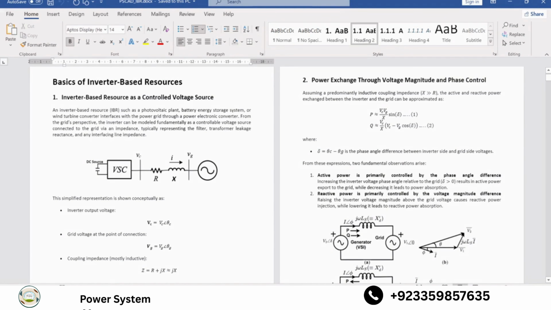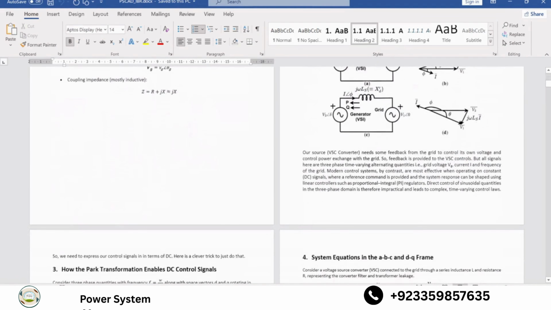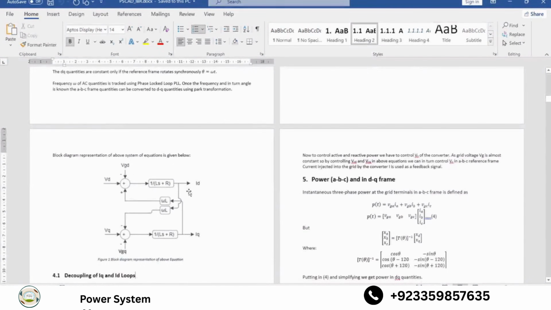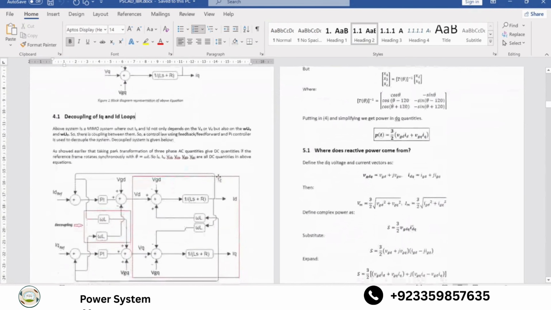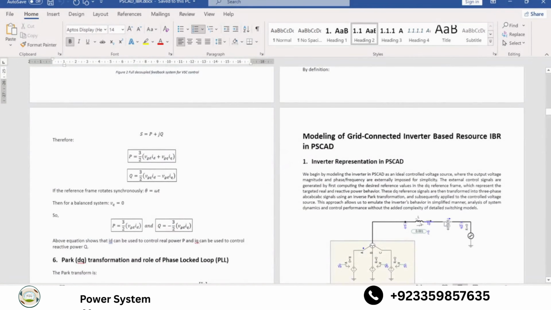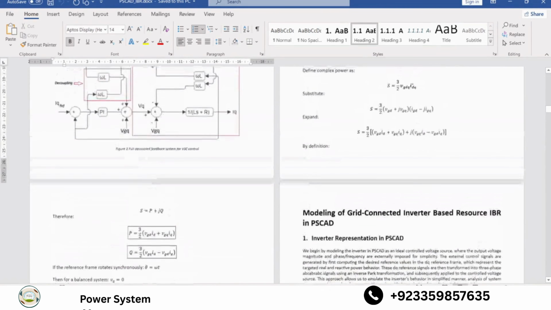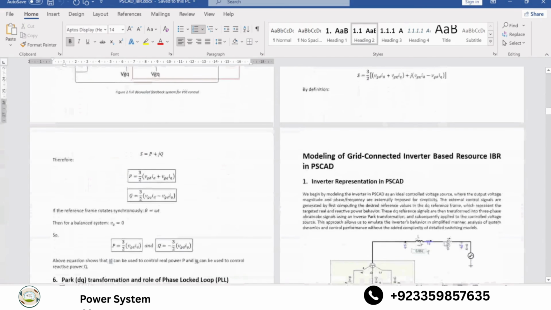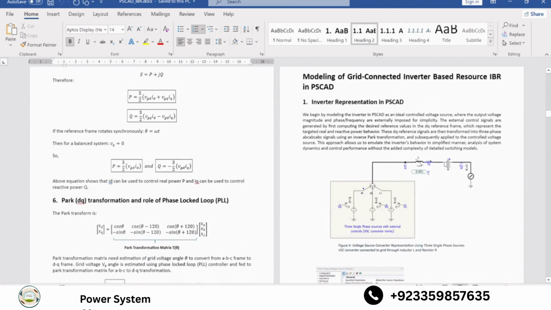it's not that straightforward. So by very clever manipulation of some equations, and clever use of some decoupling techniques, you could easily get independent real and reactive power control. So we will be talking about this. Of course, I have explained all of these through equations, and after talking about the basics of IBR, actually it's not the very basics, it's quite complicated. After that, we will be modeling all of this in our PSCAD.